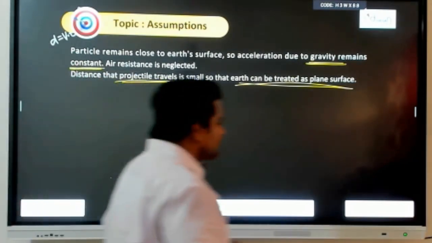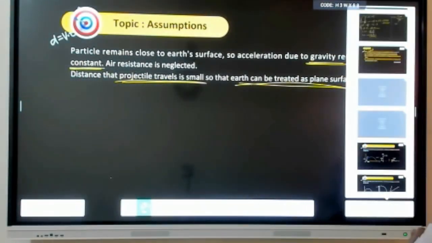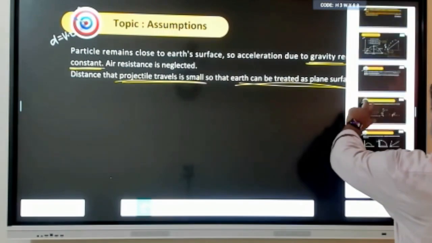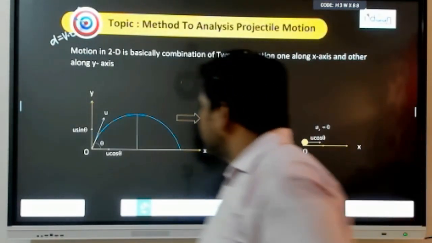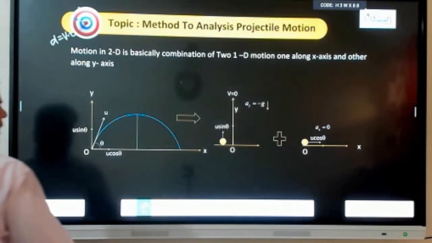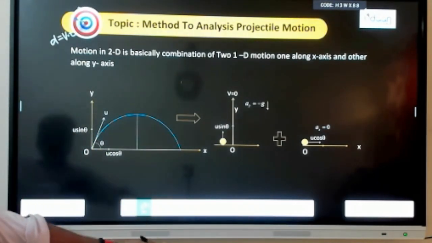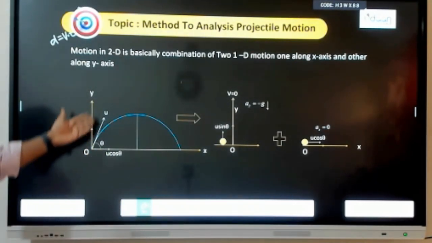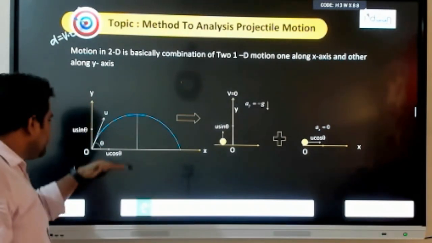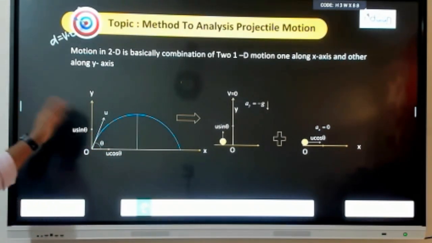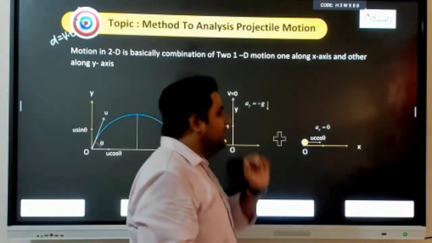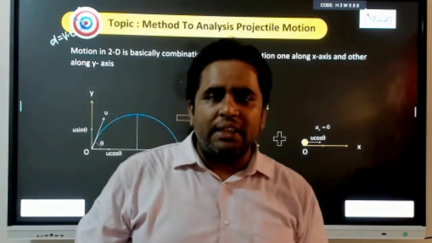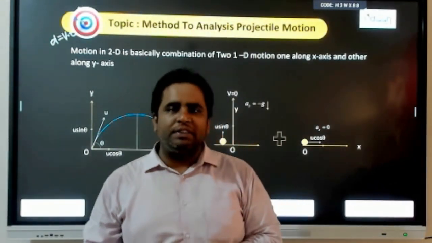Understood my point? These are the assumptions we have considered, and depending upon this we are moving ahead with the next slide. Here the condition is that u has been split into two components: one is u cos theta, one is u sin theta, and u sin theta is under the influence of minus g. So in each second of the journey, uy is going to get decreased by the value of g.